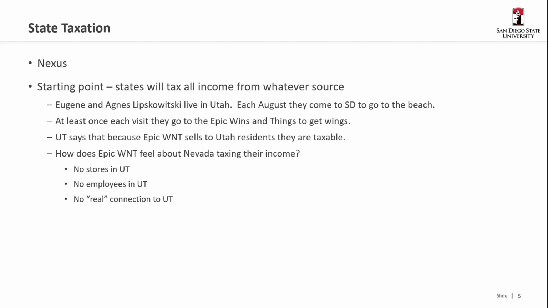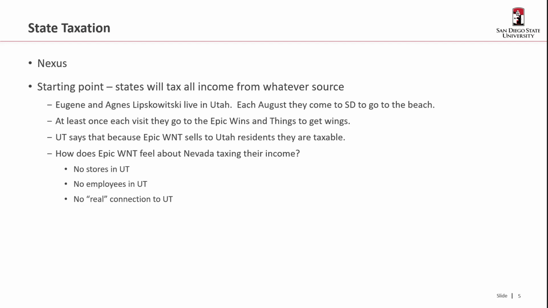Well, let's say that Utah, in its infinite wisdom, says, Epic Wings and Things, you sold to Utah residents. There's no question that Gene and Agnes are residents of the state of Utah. They're simply vacationing in your state for a little while. And so we're going to tax them.